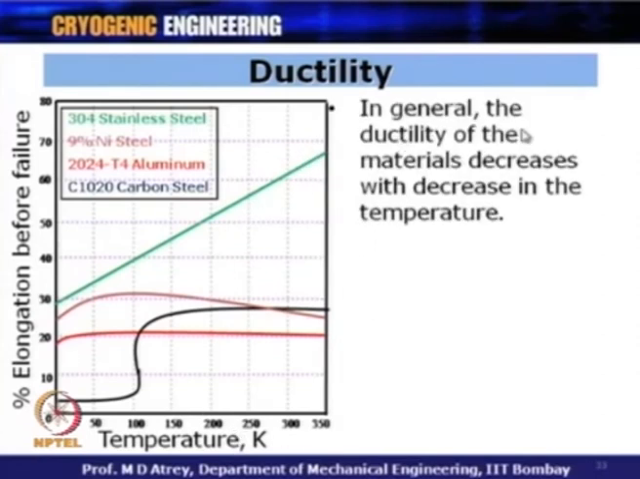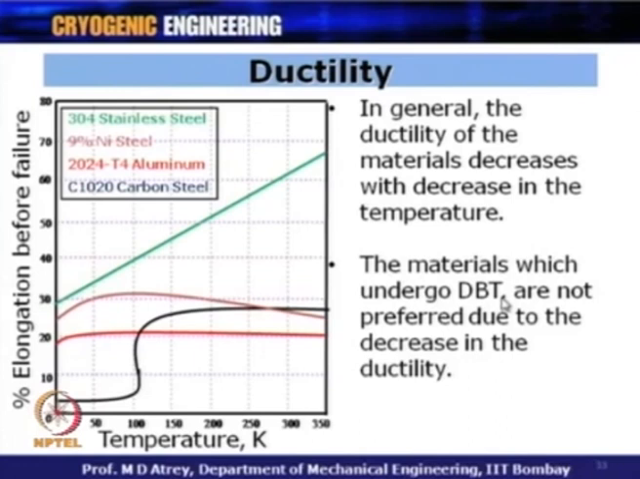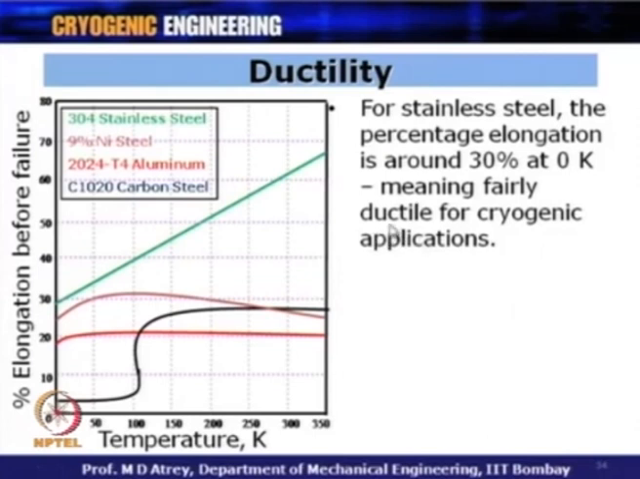In general, therefore, we can say that the ductility of the material decreases with decrease in temperature. The materials which undergo DBT are not preferred due to decrease in ductility. That means, a material like carbon steel cannot be used at lower temperature because it is no more ductile at lower temperature. For stainless steel, the percentage elongation is around 30%. At this point, you can see at 0 Kelvin, what we have is a 30% percentage elongation, meaning that it is fairly ductile for cryogenic applications.